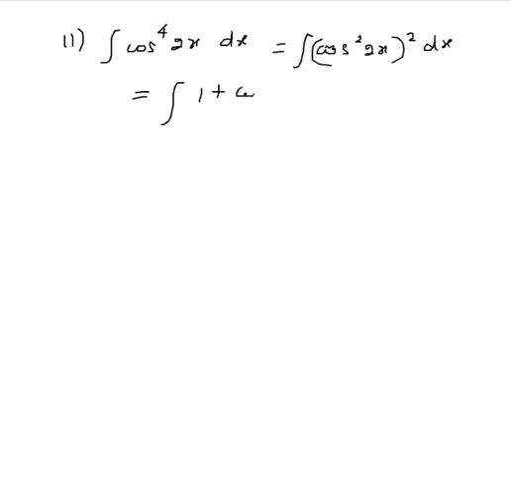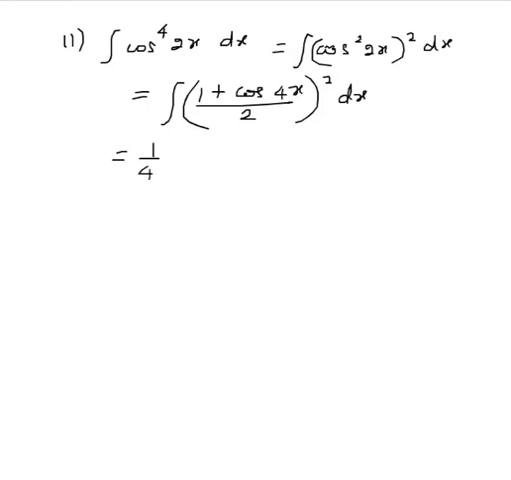To question number 11. This also has an even power for cos function. Cos power 4 2x. This can be written as cos square 2x the whole square. Use the identity: 1 plus cos 2 times 2x, which will become 4x, divided by 2, the whole square.